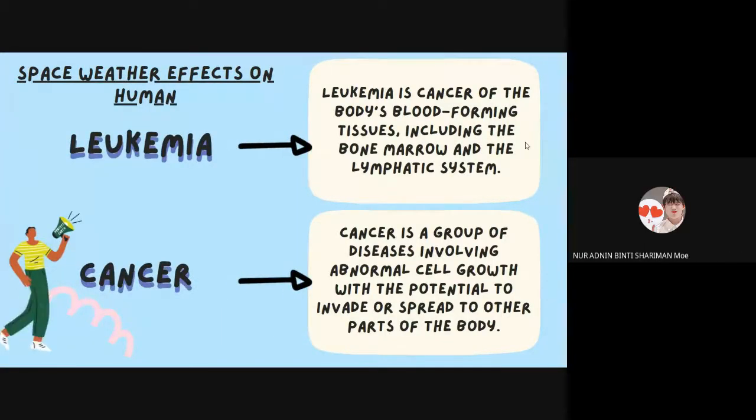Next, space weather effects on humans. Leukemia is cancer of the body's blood-forming tissues including the bone marrow and the lymphatic system. Cancer is a group of diseases involving abnormal cell growth with the potential to invade or spread to other parts of the body.